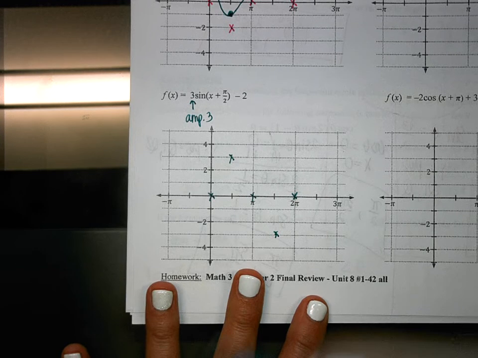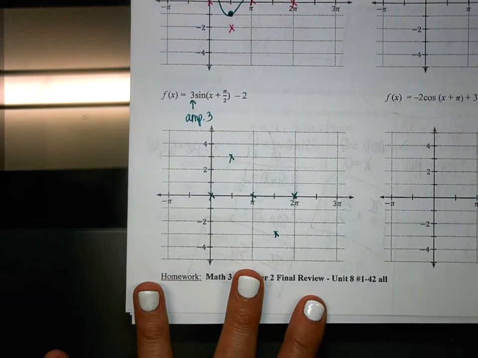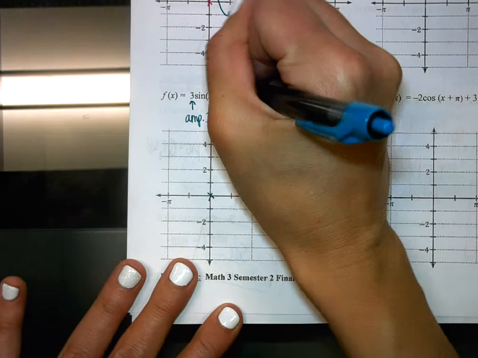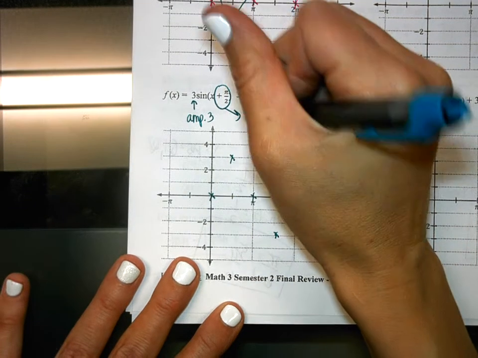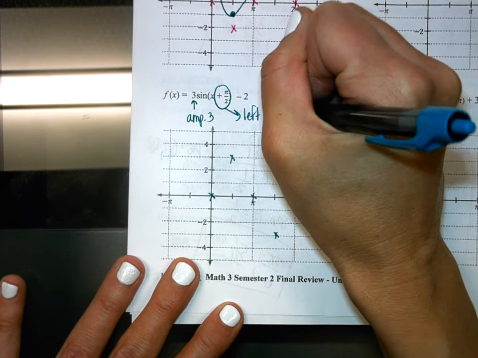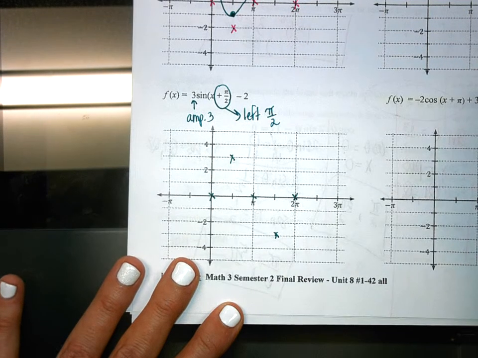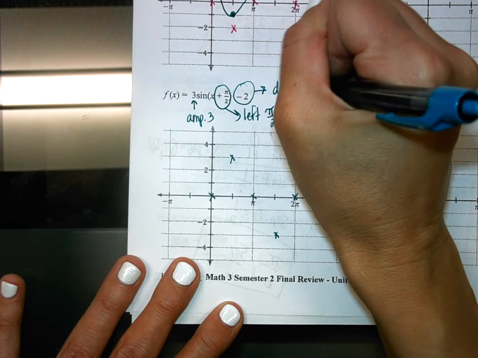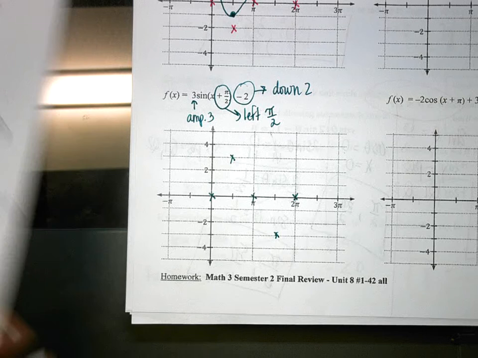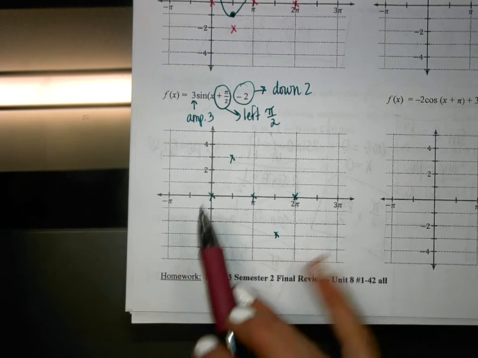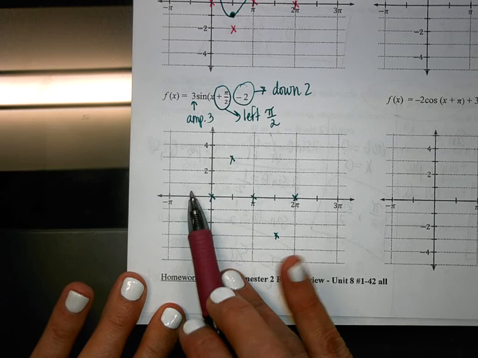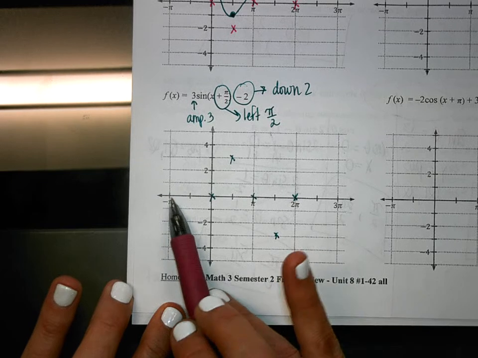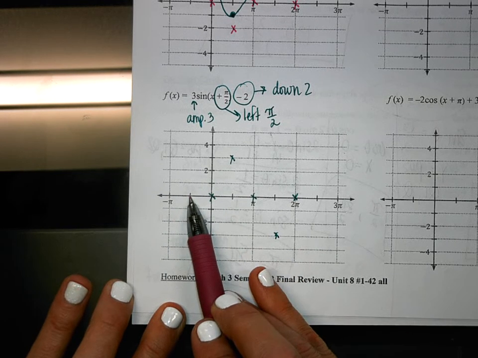Okay, so then the next thing, and we're going to actually do two things at once here. This plus pi over 2 means what? Very good. Left pi over 2. And this negative 2 means you're going to go, very good, down 2. So we're going to do two things at once. Each x, I'm going to go left pi over 2, which is one marking, because a whole marking is pi. Do we see that? Or 2 markings is pi. So we're going to go left pi over 2 and then down 2 and make our point.